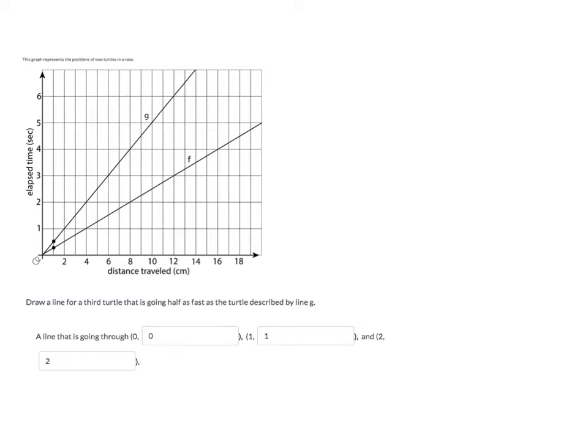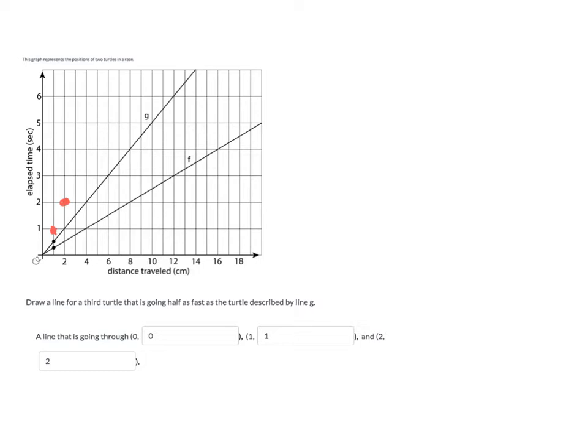So for that, let's go ahead and look at it. If it takes them half a second for 1 centimeter, and the other turtle is twice as long, then for 1 centimeter it will take that turtle 1 second. And then let's look at it again. For 2 centimeters, it took them 1 second. And if the other turtle is half as fast, then for 2 centimeters, it's going to take that turtle 2 seconds to go there.